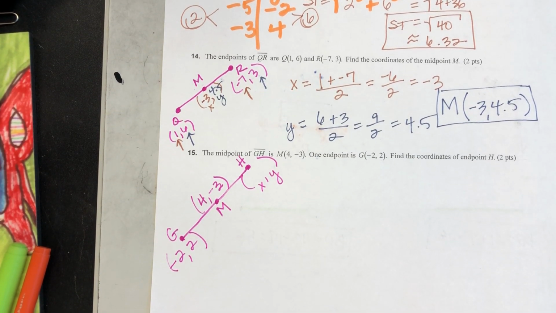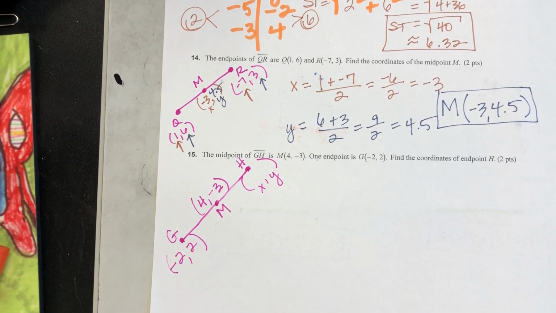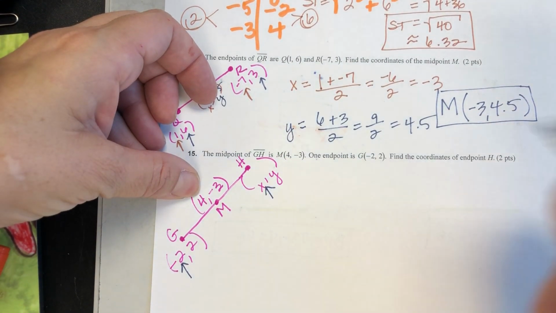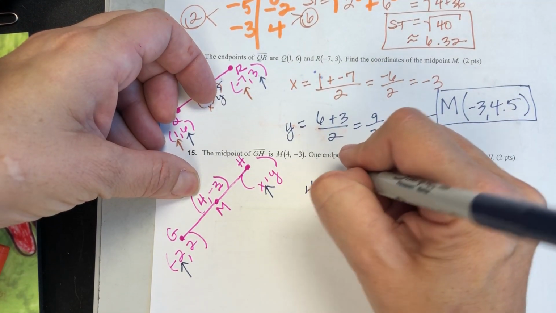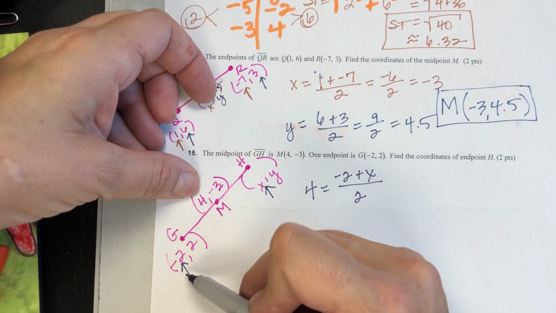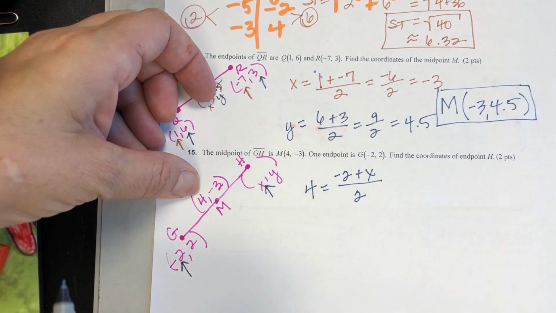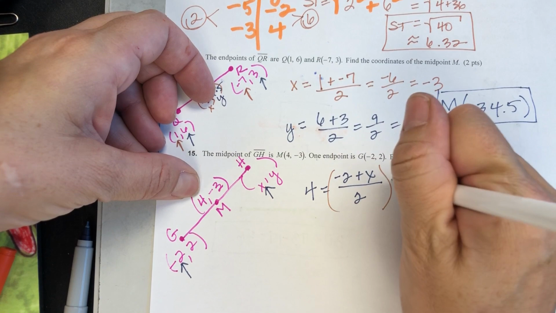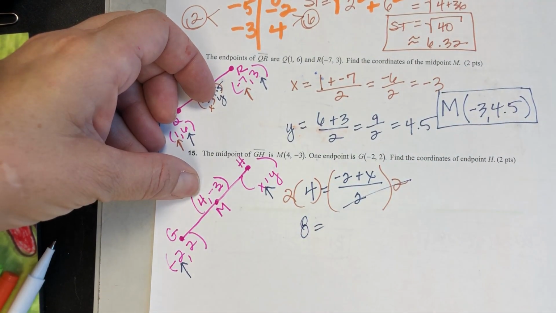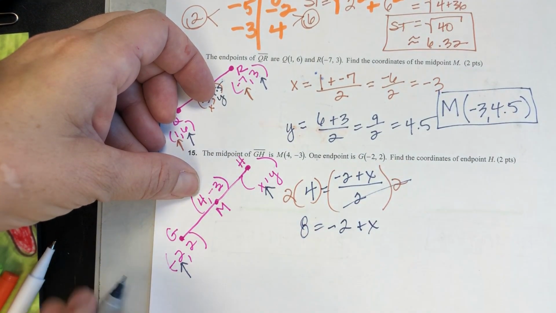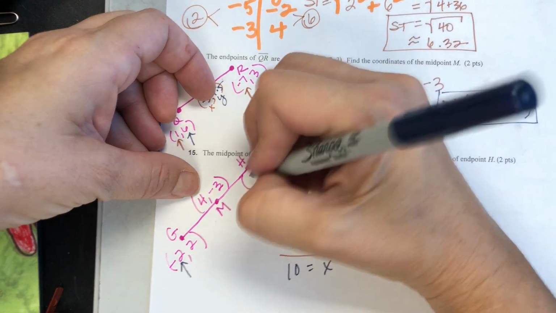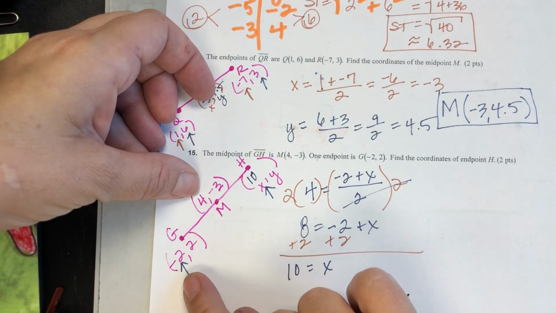Since I know what the midpoint is, when I start looking for the average, the average of the x values is 4. I'm just missing one of them. So 4 is the average of negative 2 plus what x, divided by 2. The midpoint x value is equal to the average of the two x's, and I'm missing 1. How do I undo divide by 2? I multiply by 2 on both sides. I get 8 equals, the 2 cancels out, negative 2 plus x. I finish by adding 2 to both sides. 10 is my x. That's this other endpoint.